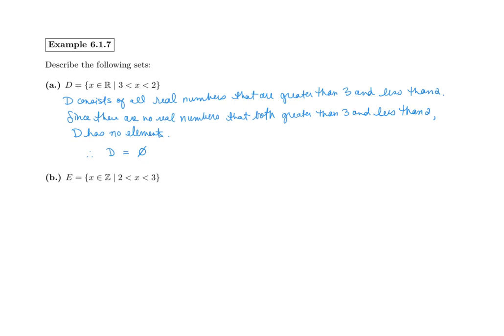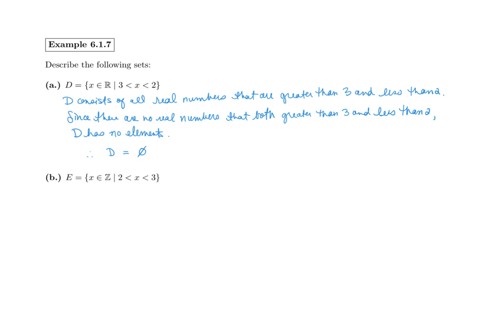Let's see if we fare any better in E. E says that I have a set where x is an integer such that 2 is less than x, which is also less than 3. Well, if we were talking real numbers, this set would have elements because it would be all of the real numbers between 2 and 3 that don't include 2 and 3. However, the domain that we gave x this time is the set of integers.